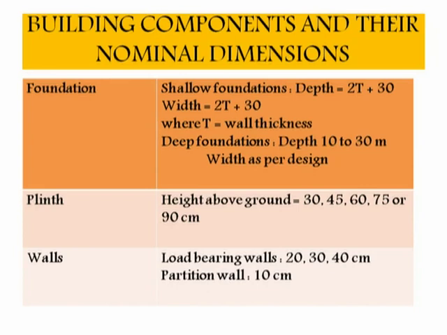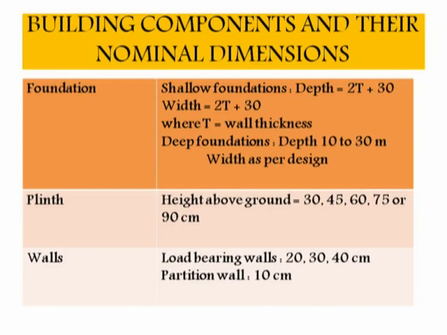The third component is a wall. Wall is constructed either with brick, stone or precast concrete blocks, and the walls are constructed for the purpose of separation, or it may be load-bearing walls also. The load-bearing walls are constructed of thickness 20 cm, 30 cm and 40 cm. The normal thickness of the walls is this 20, 30 and 40 cm.